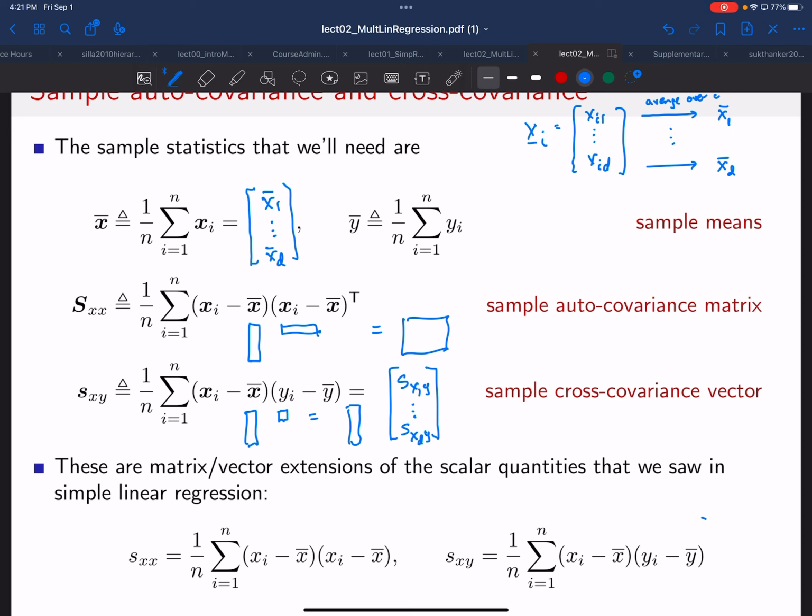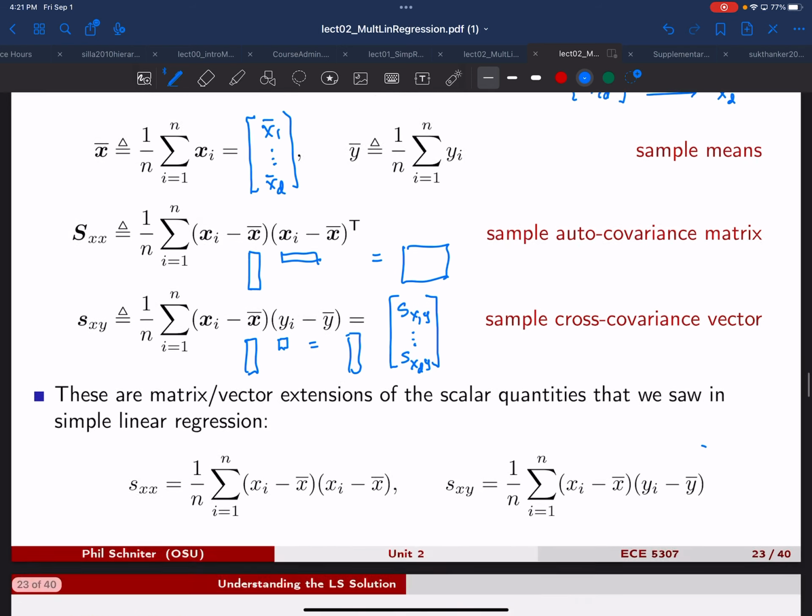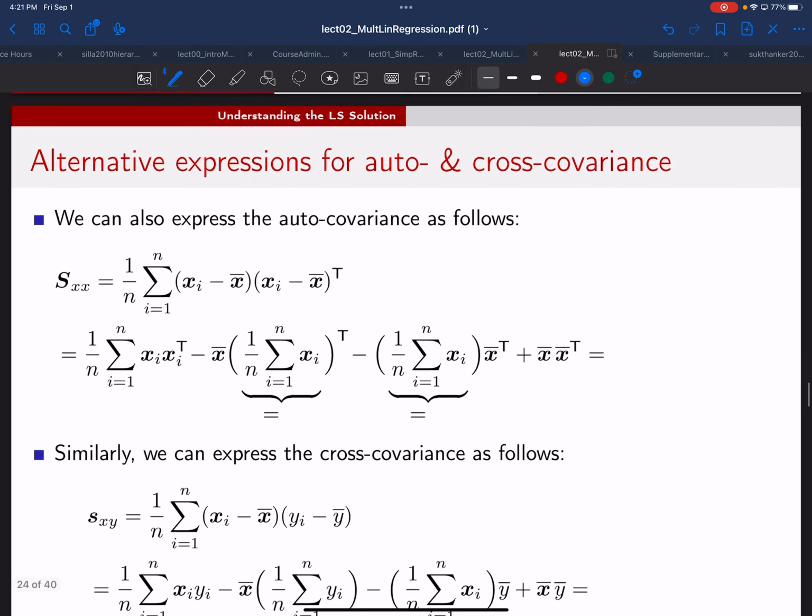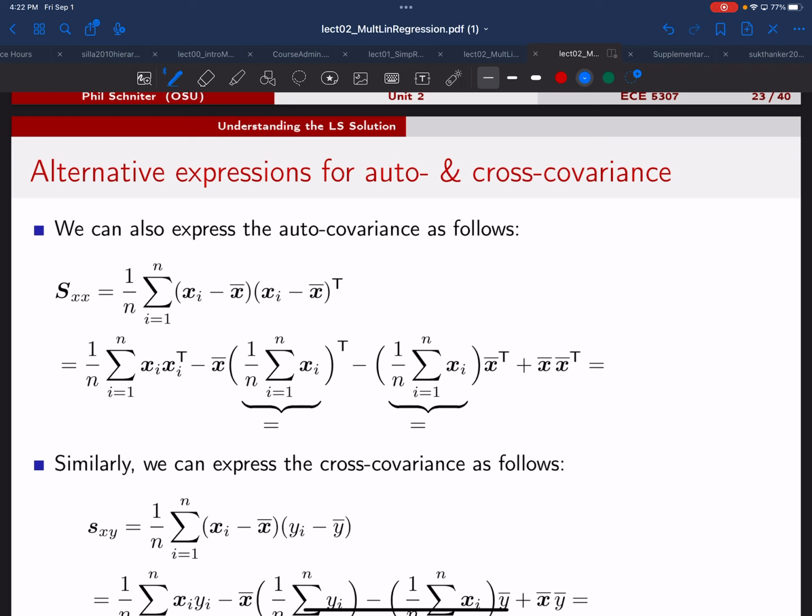Okay, so that's what these statistics are. Just generalizations of the ones we saw in the last unit. Okay, everybody good with this? Okay, so now, just like the last unit, we're going to derive just quickly some alternative expressions that will help us with the main derivation, and which may help you in other derivations you come across throughout the semester.